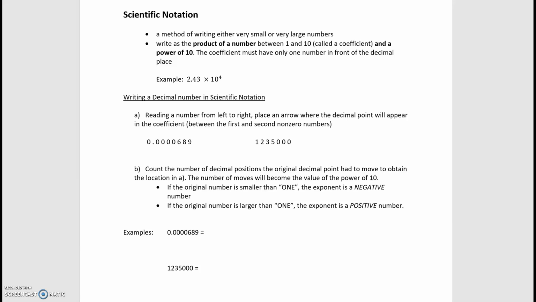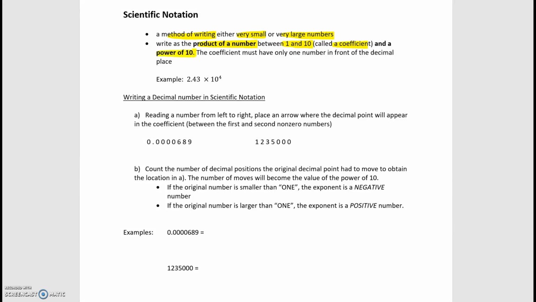Scientific notation. What is scientific notation? Well, it's a method of writing either very small or very large numbers in a more compact way. In other words, it's written as the product of a number between 1 and 10, and that's called the coefficient, and then a power of 10.